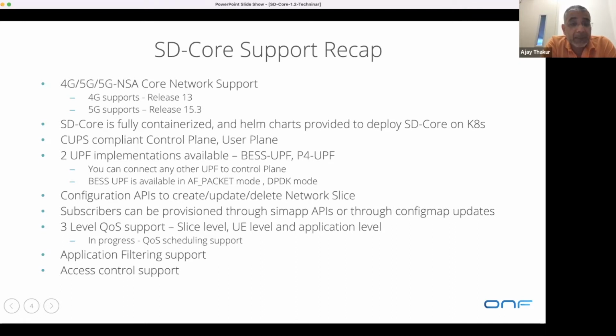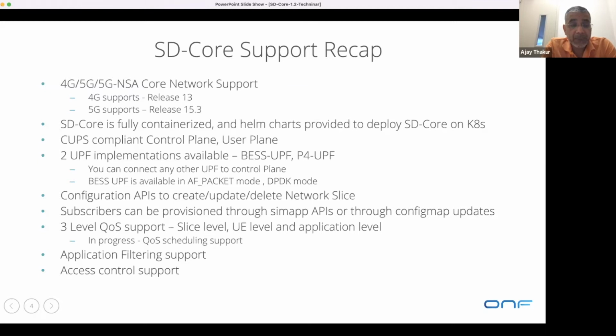The architecture is CUPS compliant. CUPS compliance is mainly applicable to 4G; 5G is CUPS compliant from the standard point of view anyway. We have two UPF implementations available, base UPF and P4 UPF. If you have your own UPF, you can always use SD Core's control plane and connect it to any other UPF that is compliant with the 3GPP release. You may have some hiccups. I have seen a couple of members trying to use their own UPF, and there were some hiccups in configuration or release version mismatch, but those are very minor issues and can always be resolved easily.